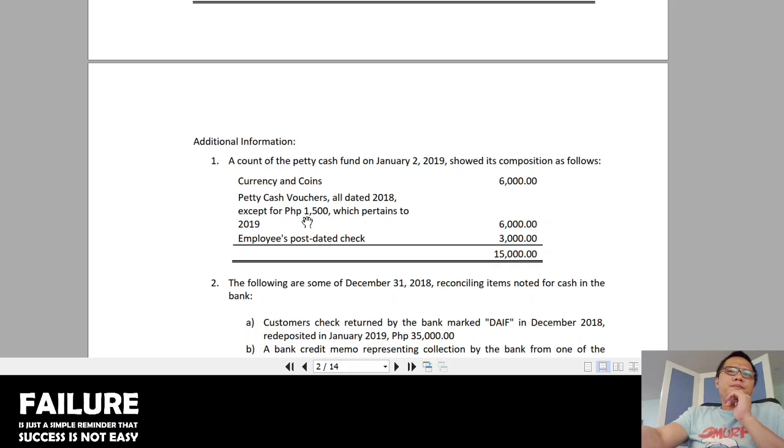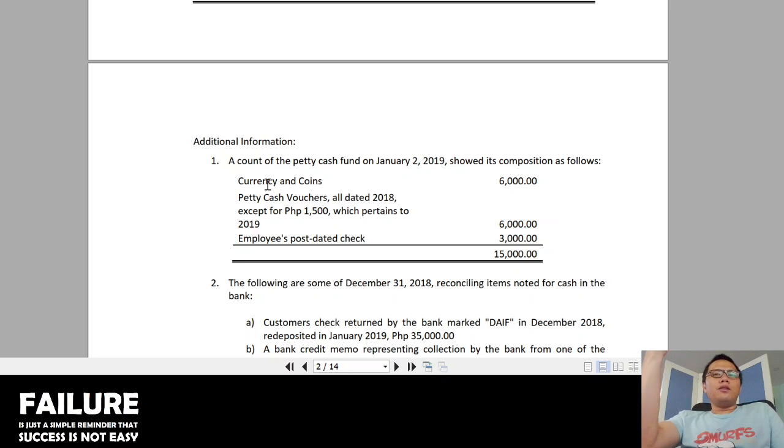So, number one problem natin dito na na-note is ang petty cash fund daw. Okay? So, the petty cash fund on January 2 showed its composition as follows. So, alam naman natin kung ano yung petty cash fund, di ba? Ito yung parang kung baga, pera na nandun sa cashier, nasa safety box, na cash box ng cashier na ginagamit for petty expenses, yung mga maliliit lang na, kung baga, hindi practical na isyuhan natin ng cheque. Ito yung petty cash fund.